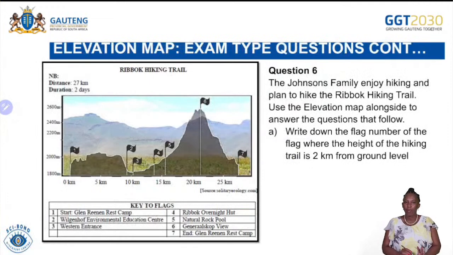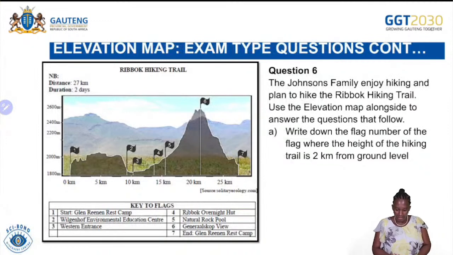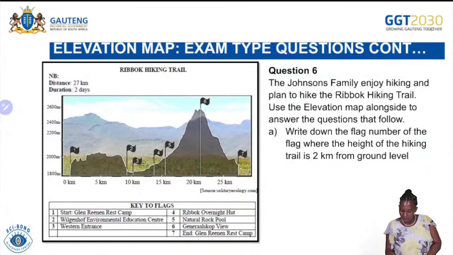Here is the next example. I'm just going to go through this so that at least you know the type of maps that you can expect in the exam. Remember, we did the floor plan, we did the strip chart, we did the provincial map, we also did the layout map. Now here is an elevation plan or an elevation map. The Johnson family enjoy hiking and plan to hike at the Reebok hiking trail. Use the elevation map alongside to answer the questions that follow. Write down the flag number of the flag where the height of the hiking trail is 2 kilometers from the ground level.